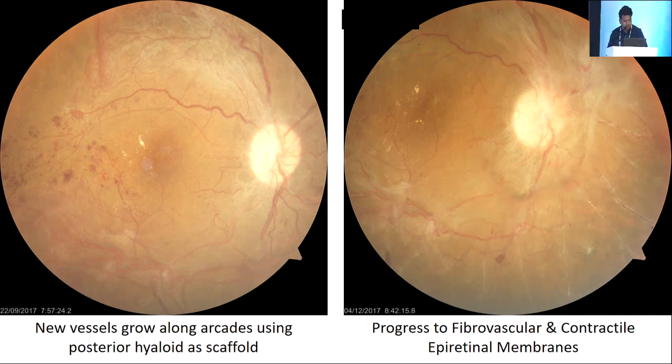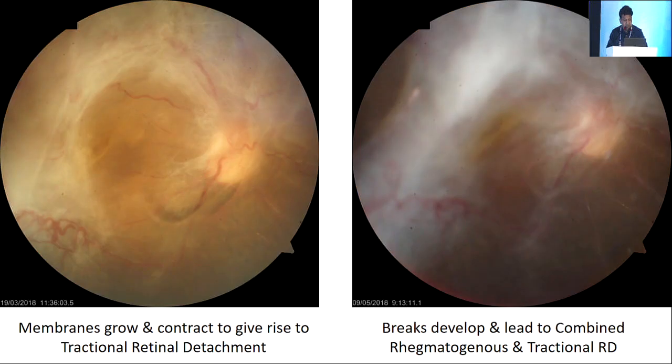We all know that new vessels grow along the arcades using the posterior hyaloid as a scaffold, and then they progress to fibrovascular and contractile epiretinal membranes. These membranes grow and contract to give rise to tractional retinal detachment. With increasing traction, breaks develop and lead to combined rhegmatogenous and tractional retinal detachment. And if this traction is more on retinal vessels, those vessels may rupture and cause vitreous hemorrhage.